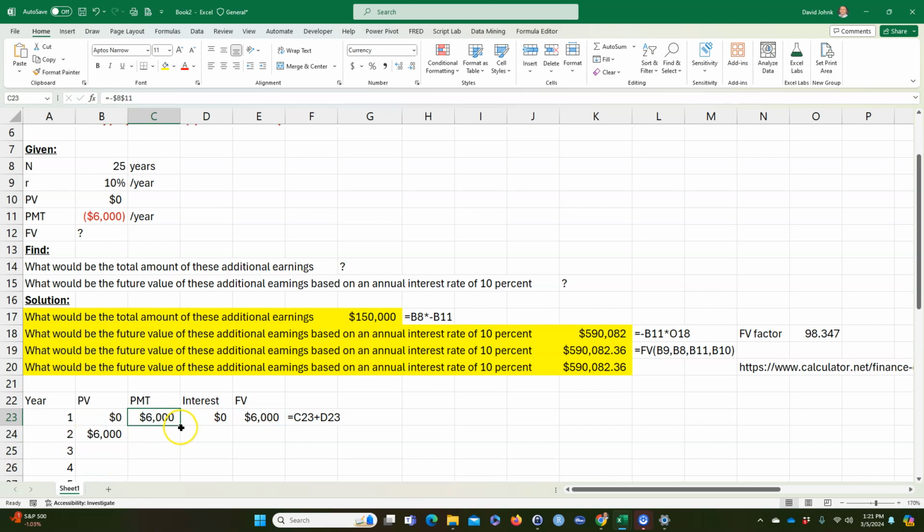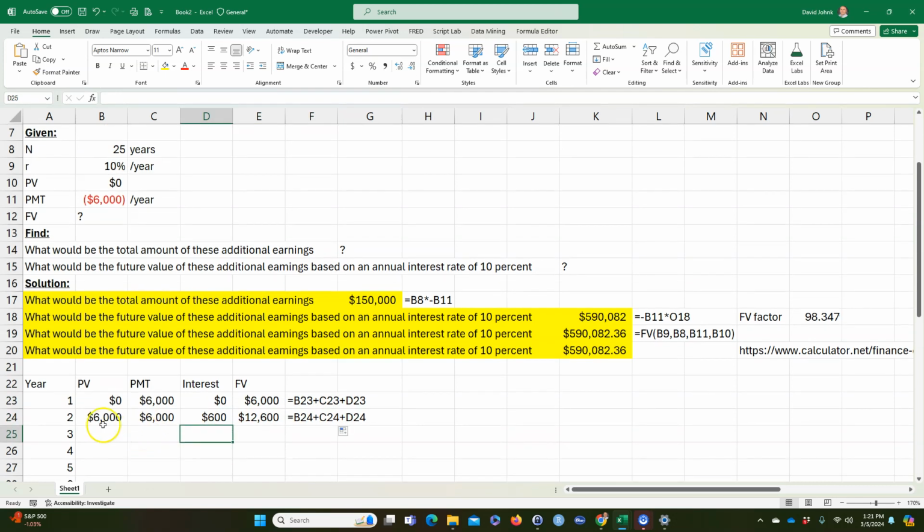I'm still going to have the same payment, but now my interest is going to be, remember this payment's at the end of the year, so my interest is only based on what I start at the beginning of the year, so 6,000 times 10%. And then my future value is going to be the sum of, I'm sorry, this should be the sum of all three, right? Should be also this plus, okay? And then I can just drag this down. So now at the end of the second period, after I put that payment in, I'm going to have 12,600.